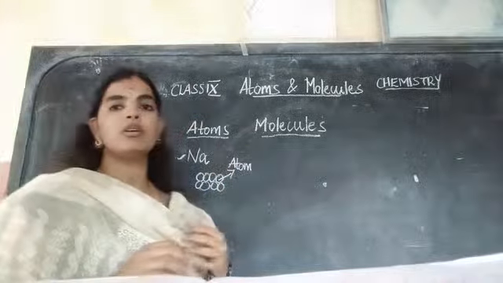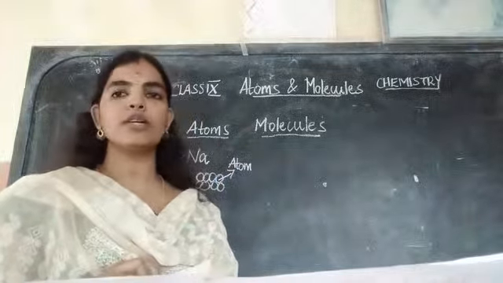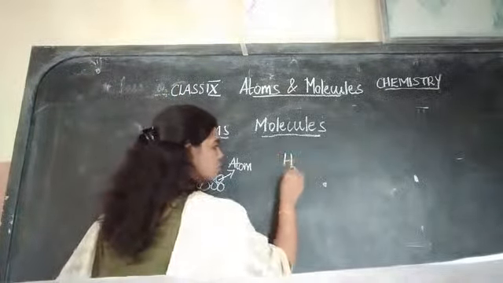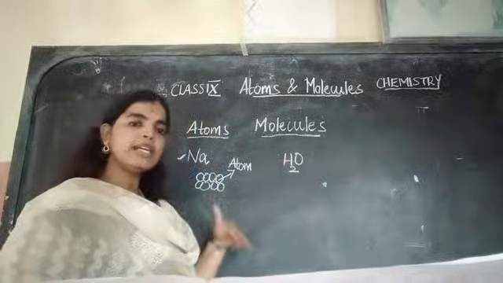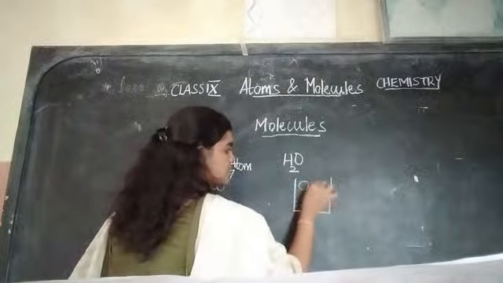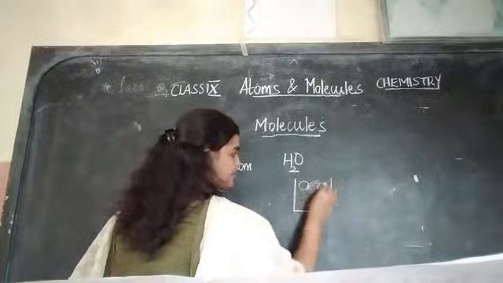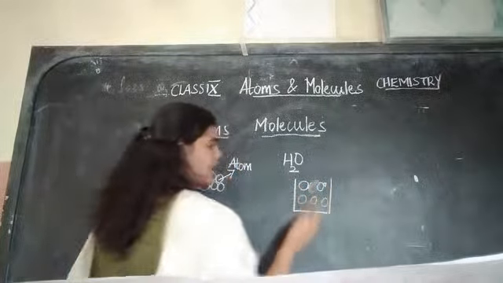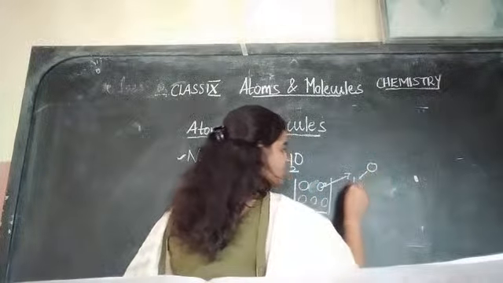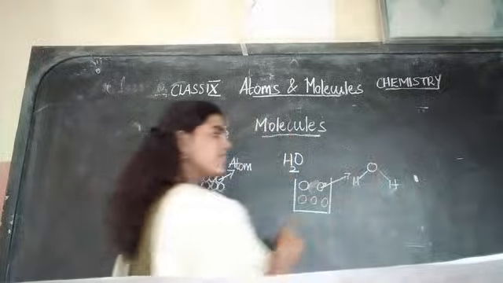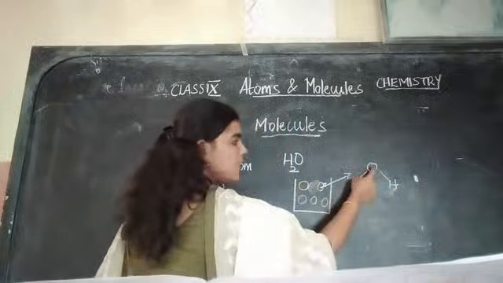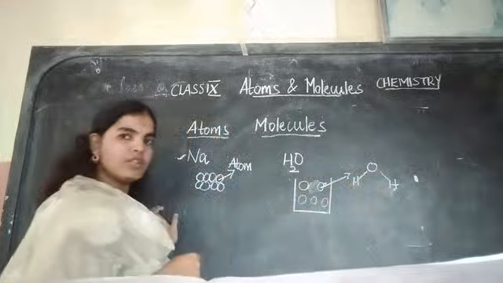In the case of water, water is a compound. And what is the molecular formula for water? It is H2O. If we take water in a vessel, it consists of so many particles, and each particle consists of one oxygen and two hydrogen. So this is a water molecule. A water molecule consists of one oxygen and two hydrogen.